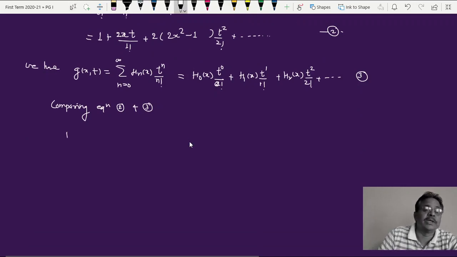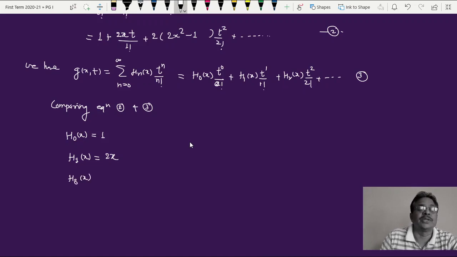Now we will get first Hermite polynomial of order 0, h0 of x, equal to simply 1. Then h1 of x, order 1, 0th order is 1, first order is this particular term, so it is twice x. Then similarly comparing third term, that is h2 of x, this coefficient will be, as it is given here, 2 into 2x square minus 1. So there is 2 into twice x square minus 1. So expanding this, I'll get 4x square minus 2.